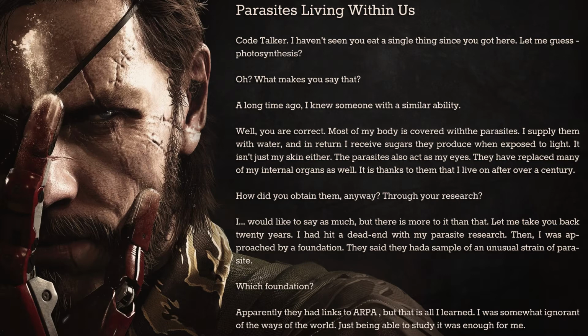It isn't just my skin either. The parasites also act as my eyes. They have replaced many of my internal organs as well. It is thanks to them that I live on after over a century.